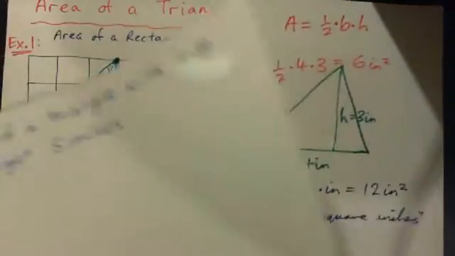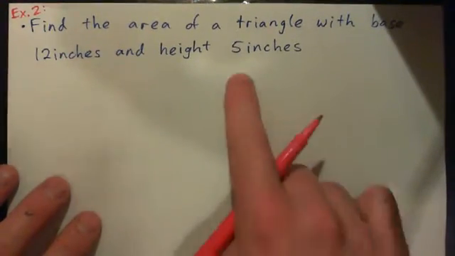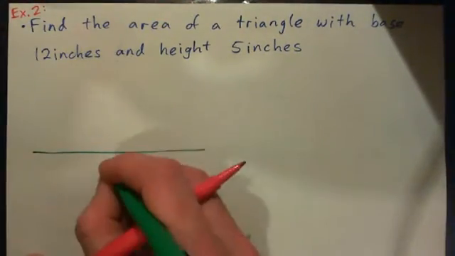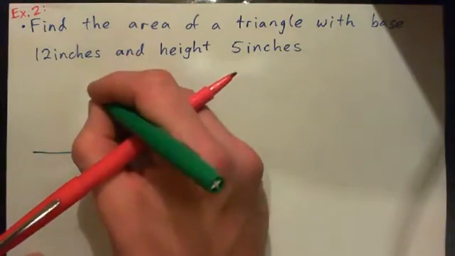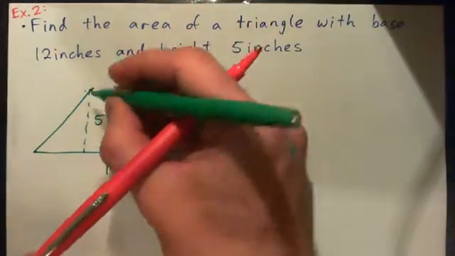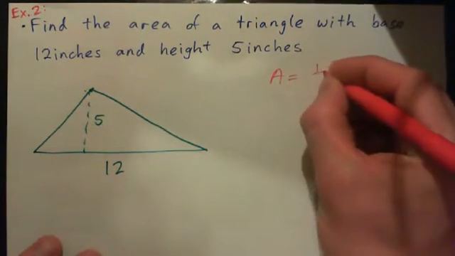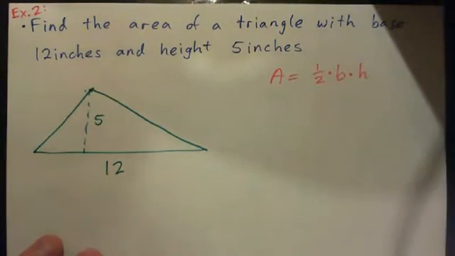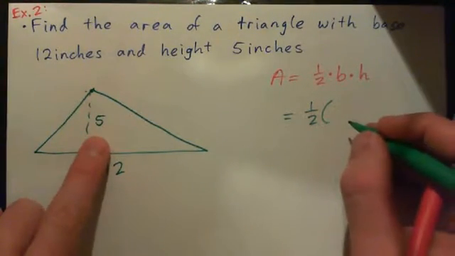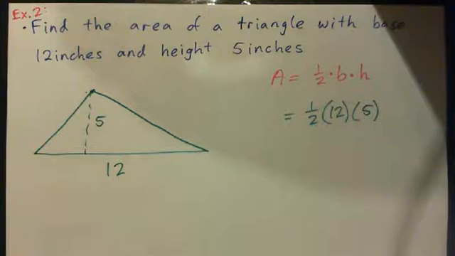So if we were to look at example 2: find the area of a triangle with base 12 inches and height 5 inches. I'll just draw that for fun. It's 12 this way, and the height is 5, and this is the triangle here, like that. Okay, so the formula is that the area of a triangle is 1/2 times the base times the height. So that's going to be 1/2 times, now the base is 12, and the height is 5.